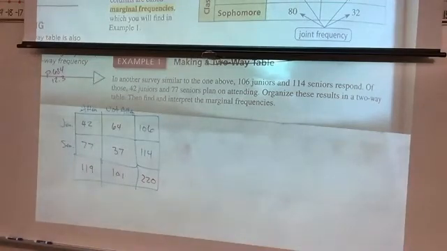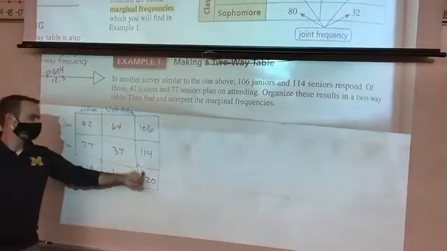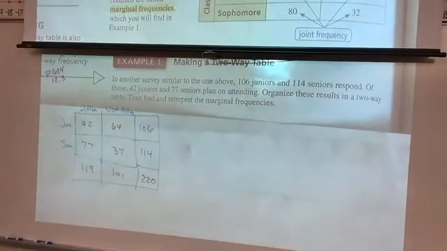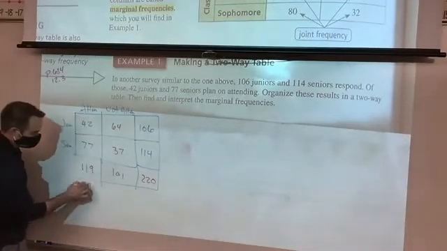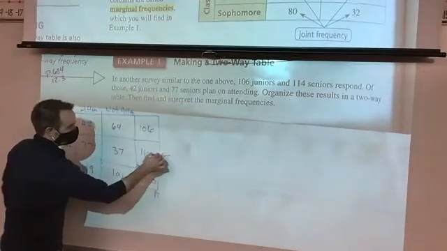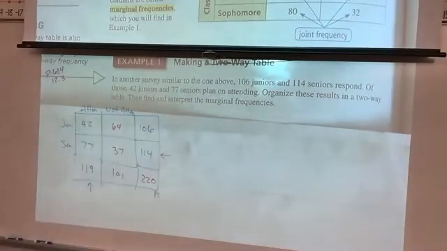Now, part of what they're going to ask you is what these marginal frequencies represent. All right, I want you to tell the person next to you what those three marginal frequencies represent. And then the one below, that's the total number of people surveyed.